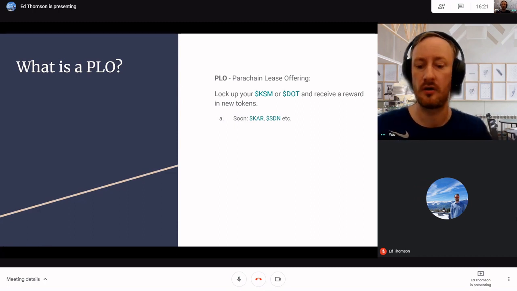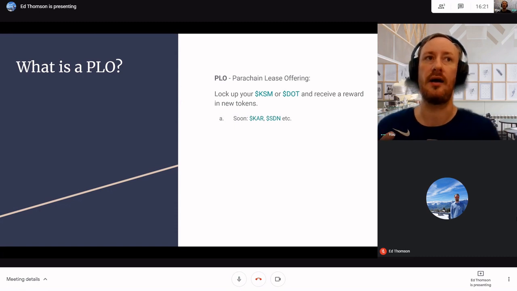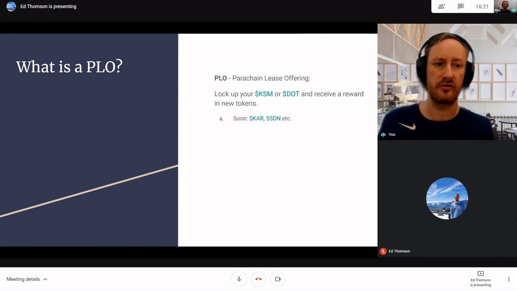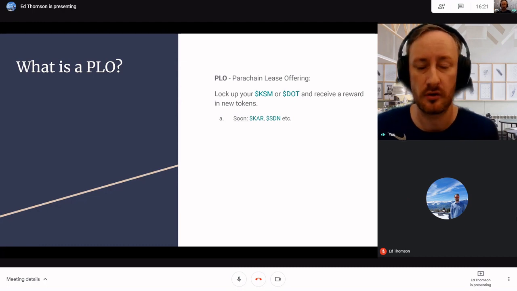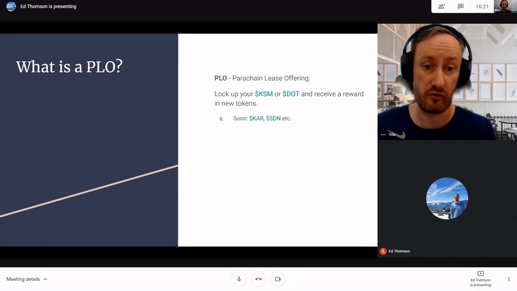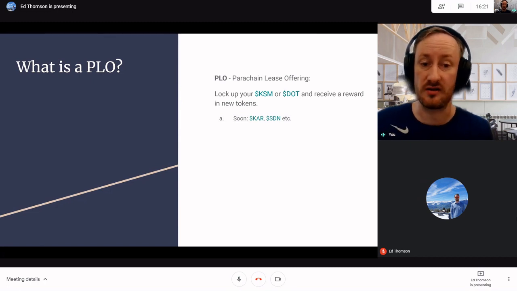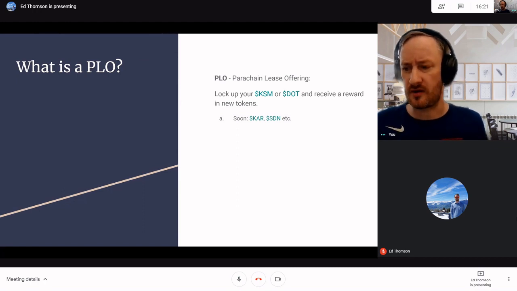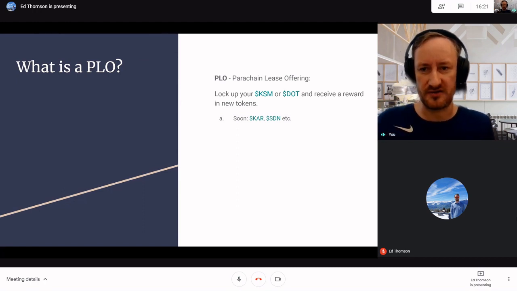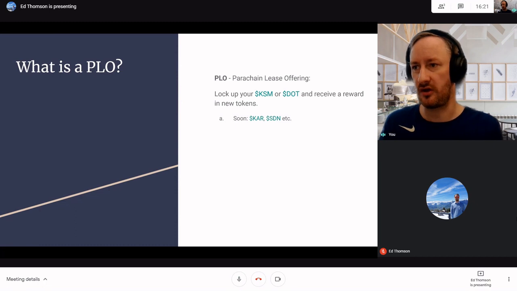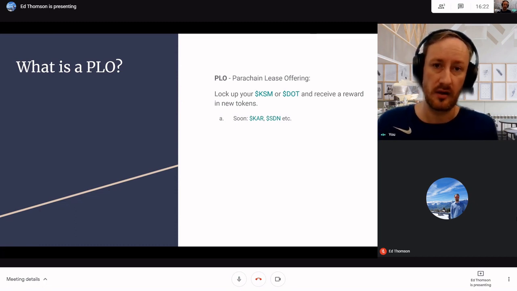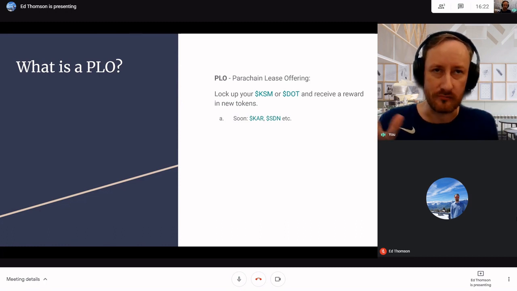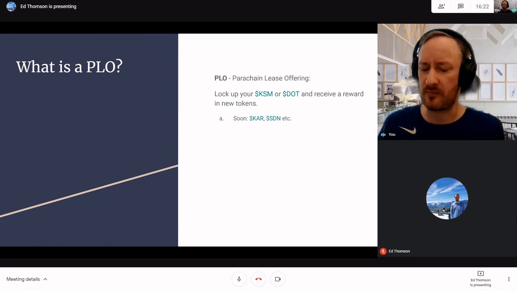whether you're on Kusama. So you lock up the tokens, and for doing that, it's like a security deposit in many ways. You get a reward of Parachain tokens, which might be Karura tokens, or maybe Shiden network tokens, as the two examples that I've given here. That's about as much as I want to say on the lease offering itself. There are many other videos around which can also explain it, or you can go into the Polkadot wiki and get an idea of the actual mechanics of the auction mechanism. I'm going to skip that.